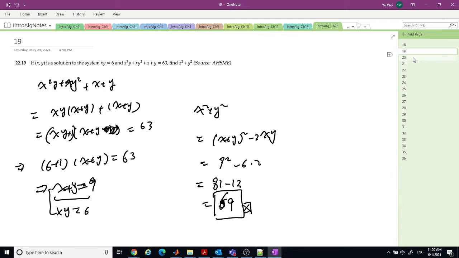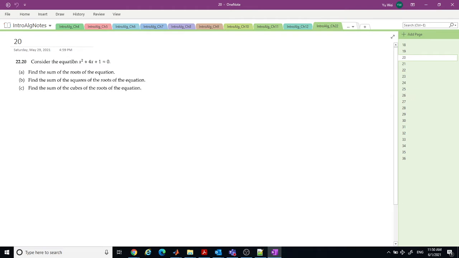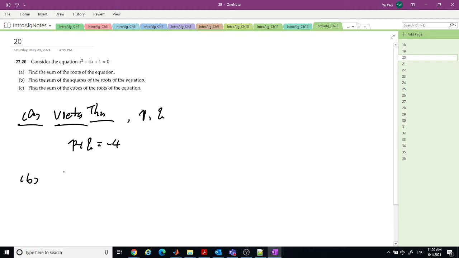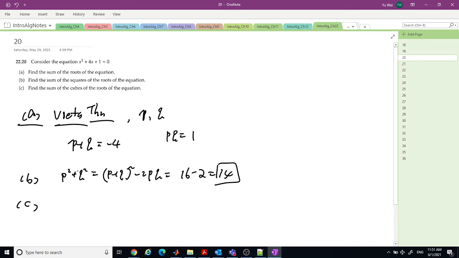Okay, then next. Consider the equation of this. We want to find the sum of the roots. By Vieta's theorem, the roots are p and q. So p plus q is negative 4, and for the sum of squares of the roots, p squared plus q squared, we know p times q is 1. So (p plus q) squared minus 2pq is equal to 16 minus 2, which is 14.